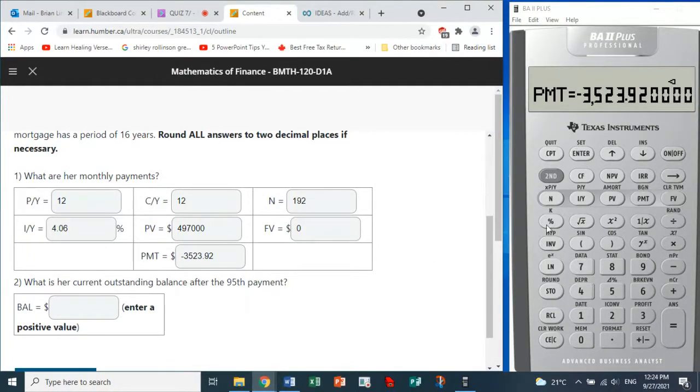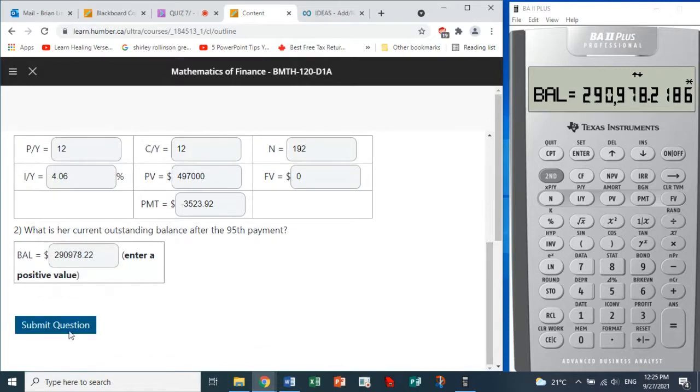So for that, we have to go to the amortization table. We do that by clicking on second PV, and there is amort right above PV. So second PV puts us into the amortization table. Now we would like to find the balance, and we're looking for the 95th payment. So P1, we put in 95 and click enter. For P2, we also put in the same value of 95. We go down, and there is the balance, 290,978.22.